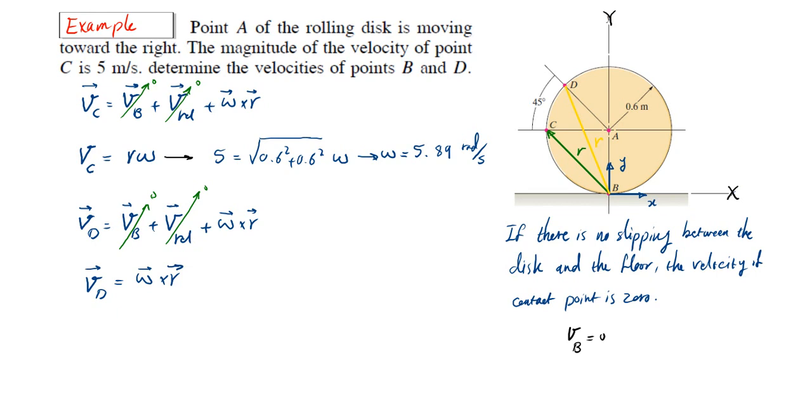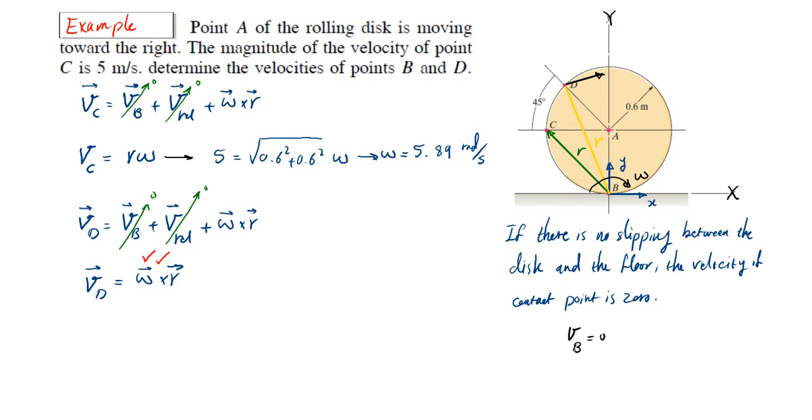For omega cross R, I know omega, I know R, so I can basically find the magnitude. I can also find the direction. This is omega. Once this is omega and this is R, I get omega cross R in this direction, perpendicular to R. We talked about this term before: omega cross R is always perpendicular to R.